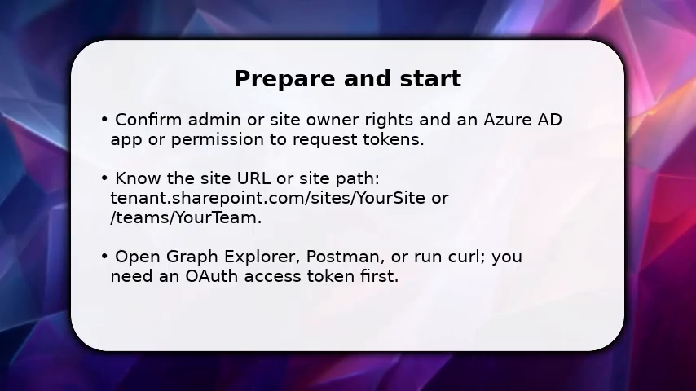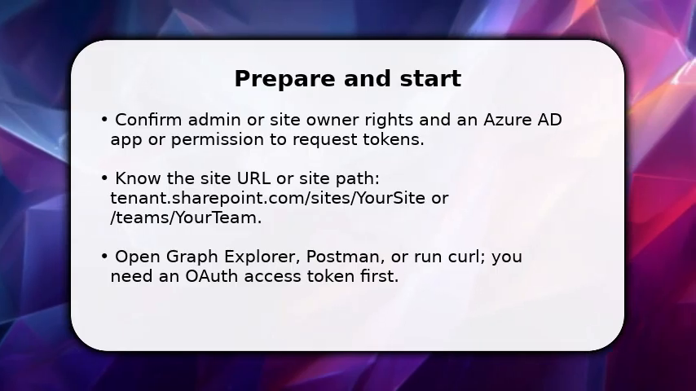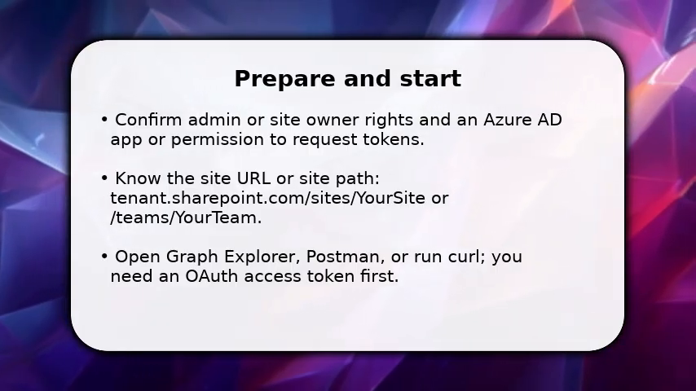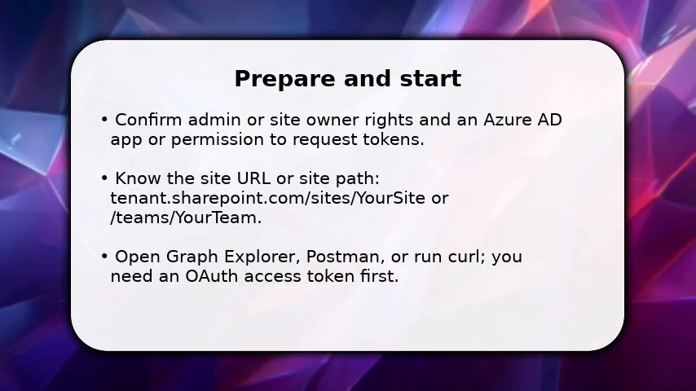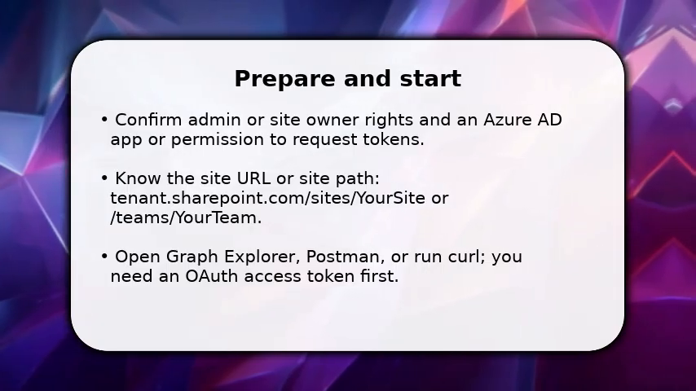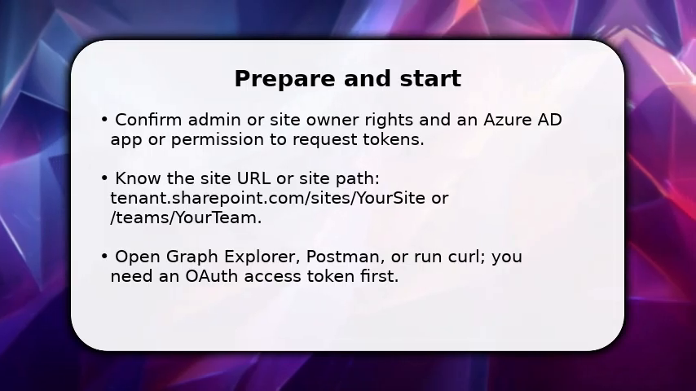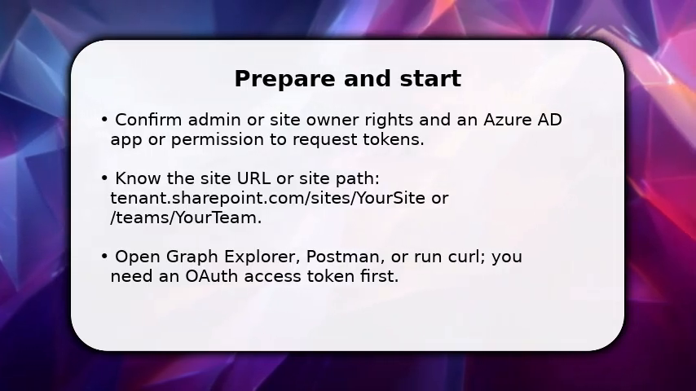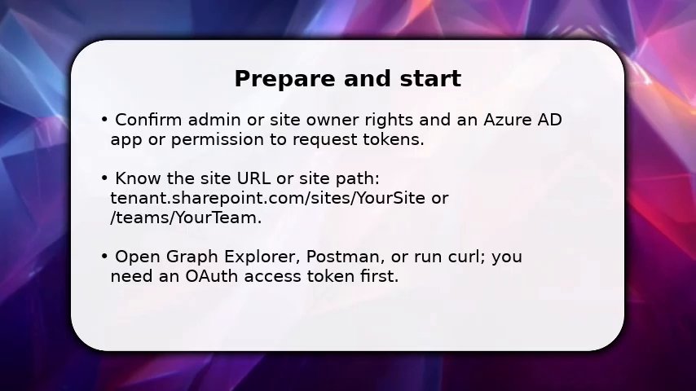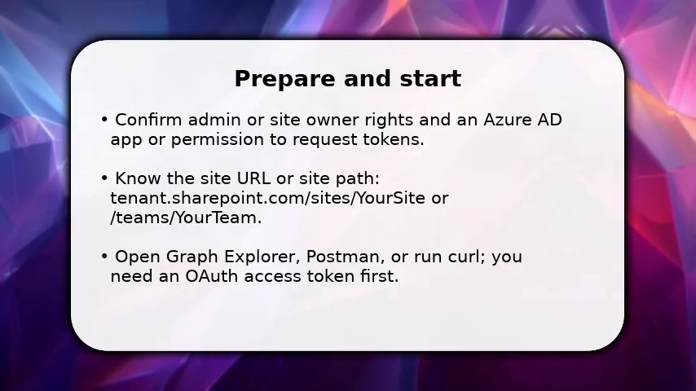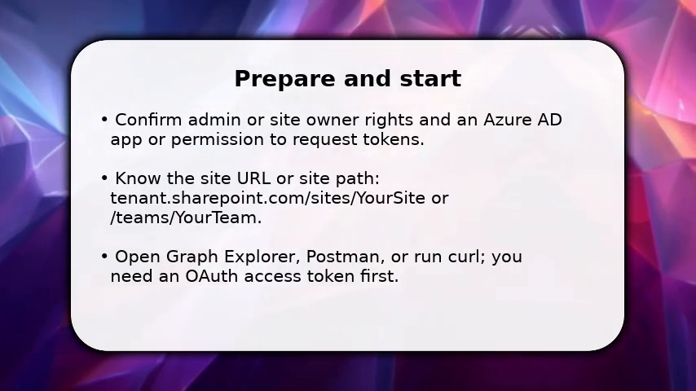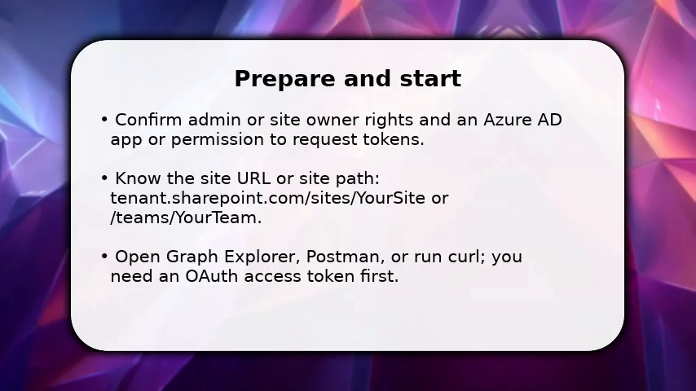You begin by securing access and clarifying the target site. You need either admin or owner rights, plus an Azure AD app or delegated permission to fetch tokens. This is why you do this first. Once signed in, copy the exact site URL or path so your calls target the right resource. Then obtain an OAuth access token using client credentials or delegated flow.